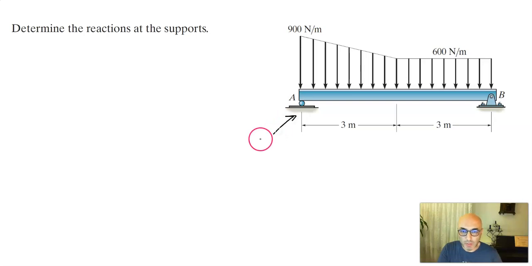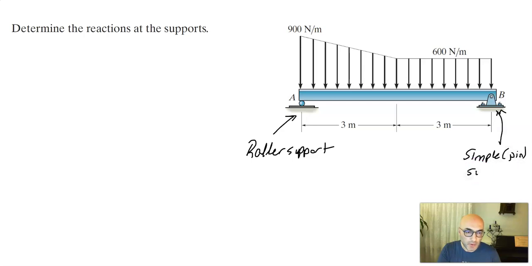So this support is roller support, and this particular support is called simple pin support. In the roller support, the displacement of the beam is permitted in the horizontal direction, but it's restricted to move upwards.